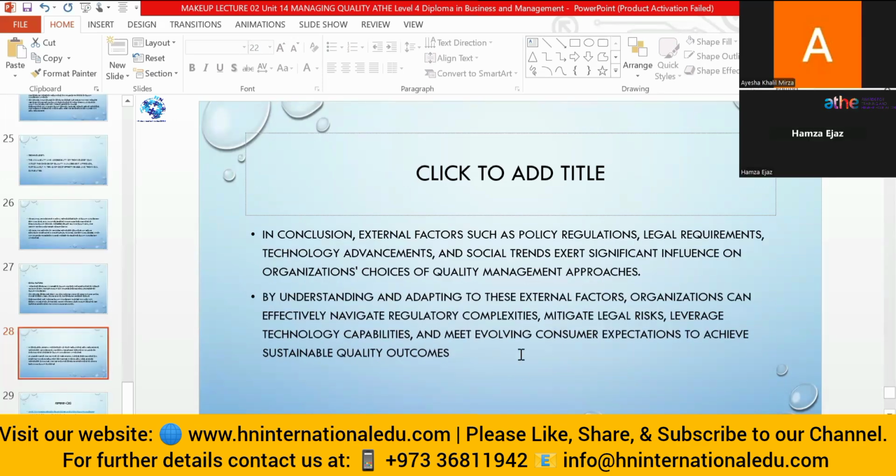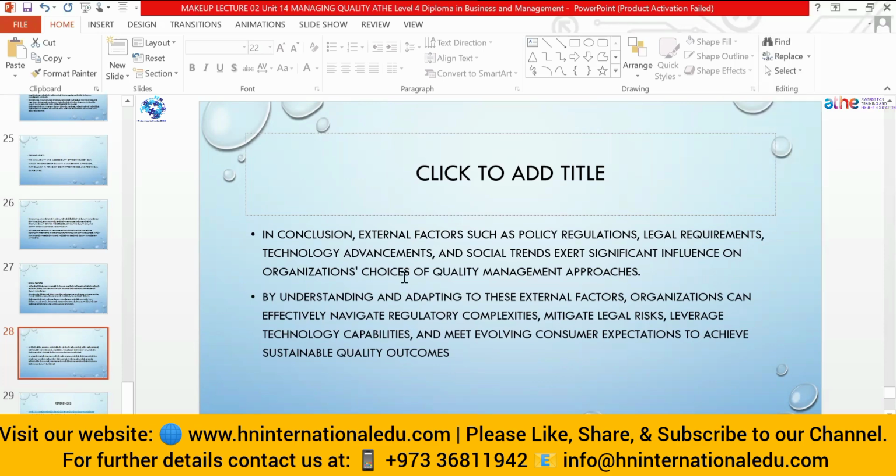In conclusion, external factors such as policy regulations, legal requirements, technology advancements, and social trends exert significant influence on the organization's choice of quality management approaches. Now, it depends on the organization and the way they're opting for the approaches. It varies from one organization to another because they need to see what the resources are for technological advancements, and how they are catering to the trends going on in society.